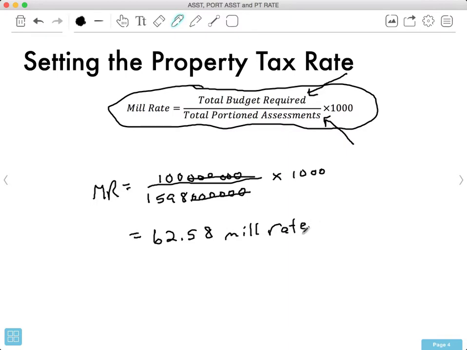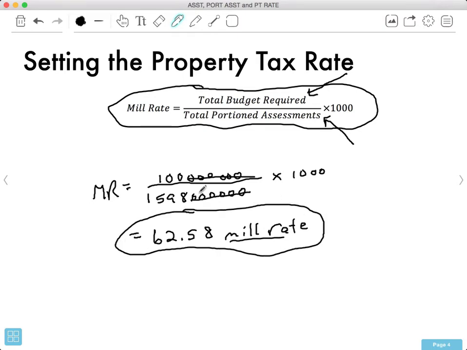Your teacher will discuss mill rates with you. A mill rate is an amount out of 1,000, meaning every $1,000 of portioned assessed value your house has, you'll pay $62 in tax. In percent, it would be 6.25 or 6.26%. Okay. Once the city knows the mill rate, they can go ahead and start charging property tax.